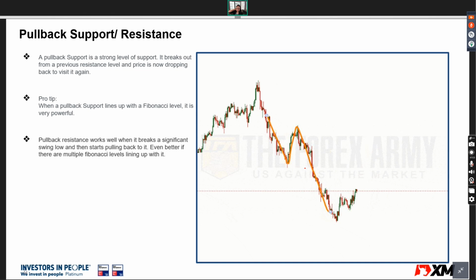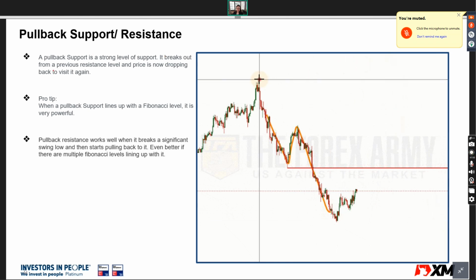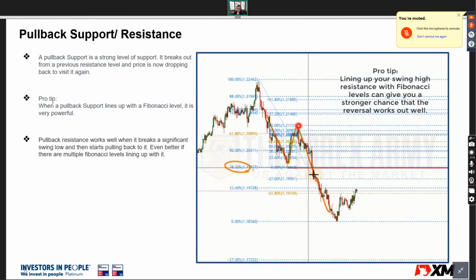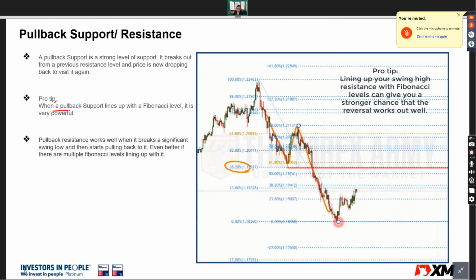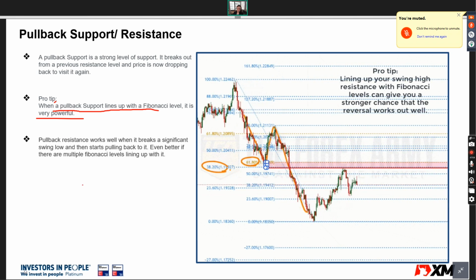Now, pullback support and pullback resistance. I already showed you how to identify. Basically, a pullback support is a strong level of support. It breaks out from the previous resistance level, and the price is now dropping back to visit it again, so we call it pullback support. The tip is that when price pulls back in line with Fibonacci, it is really powerful, which is why I always identify the key level and use Fibonacci to see whether the level I identified lines up with any Fibonacci level or not.